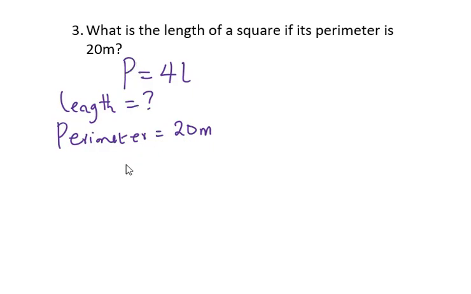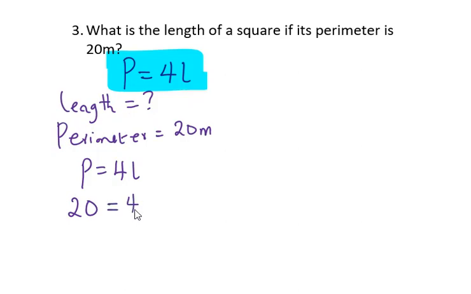So let's substitute in the general formula we are working with, which says P equals 4L. We know that P is 20, so put 20 down for P, and 4L. We don't know what L is, right? Now this takes us back to algebra. So we have a constant, a coefficient, and a variable.